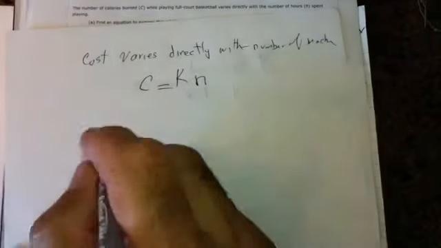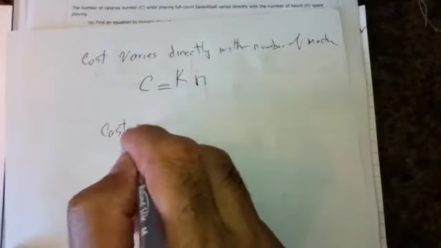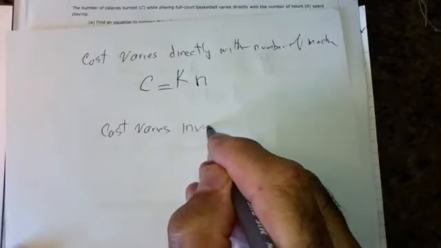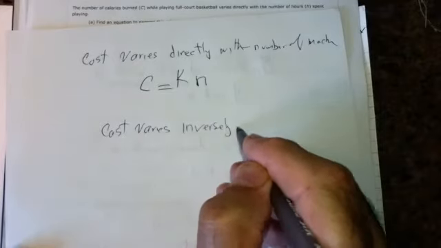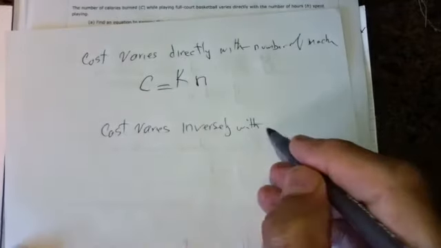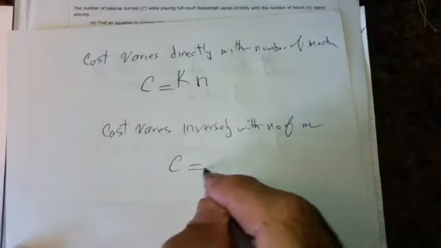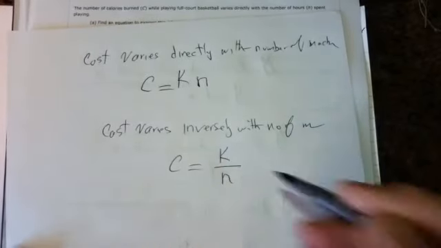What if I say cost varies inversely with number of machines? Then it's k over n. N has to be the denominator. That's inversely.